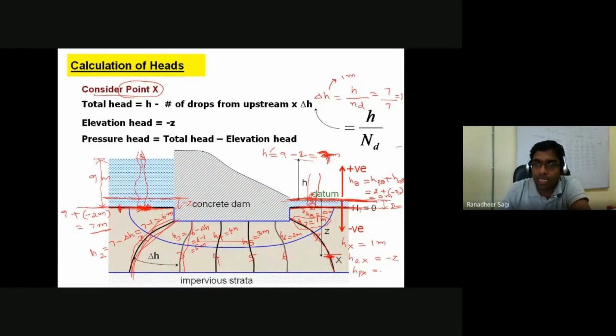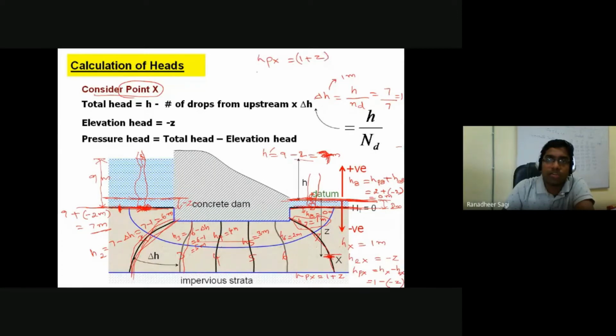And then what is my pressure head? Pressure head is nothing but total head minus elevation head corresponding to point X. Total head is 1, minus of minus Z. So this tells me my pressure head. The pressure head corresponding to point X is simply 1 plus Z. So my pressure head at point X is 1 plus Z.